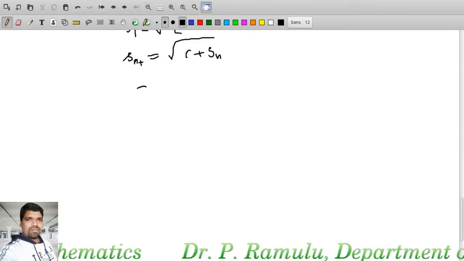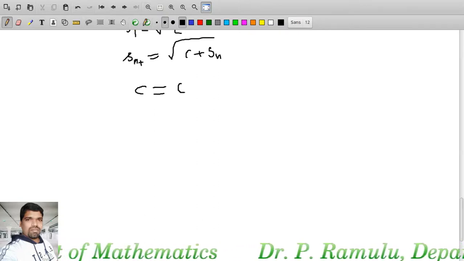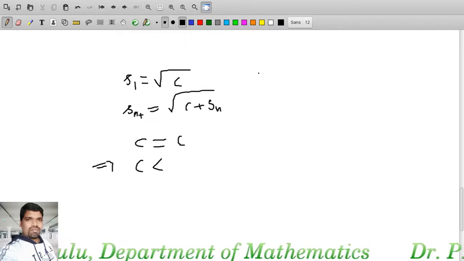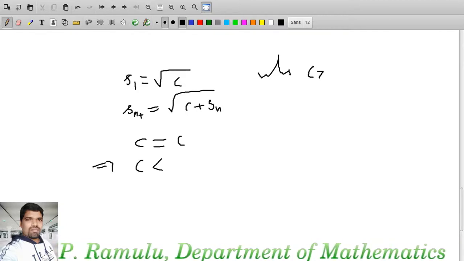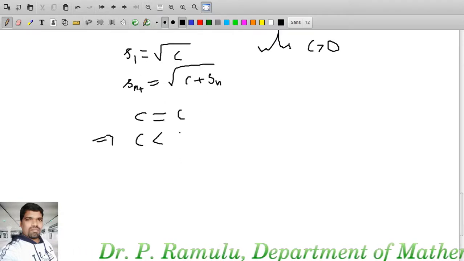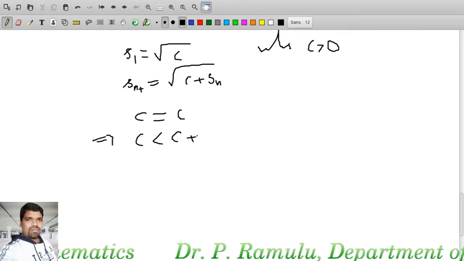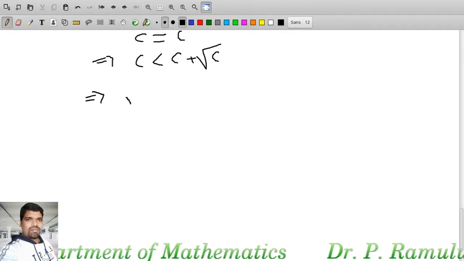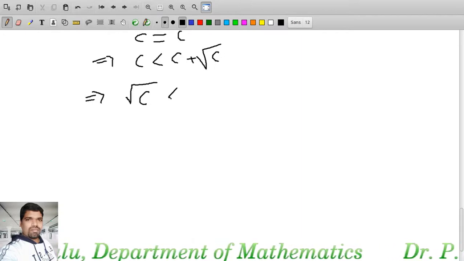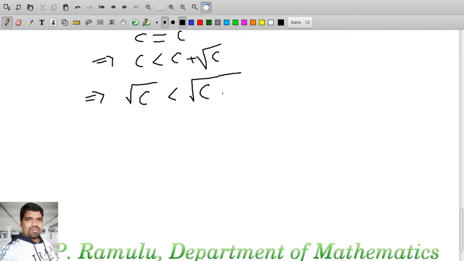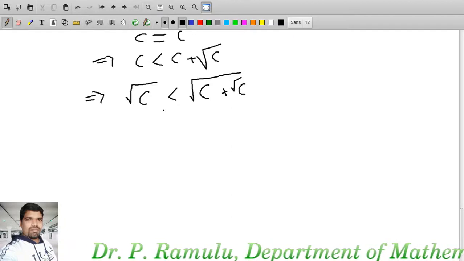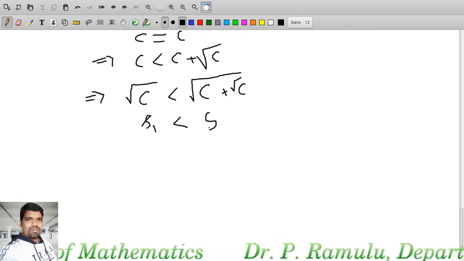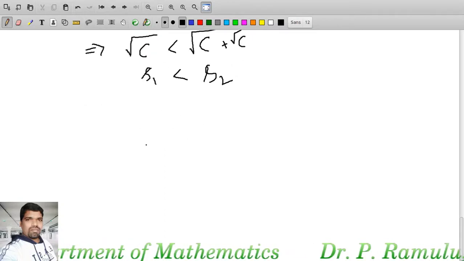Okay, S1. We know that I'm taking C equal to C, and here I am adding root C on the right side. Then what happens? C is positive. If it is negative, it cannot be defined like that, so I am taking C as positive. For that, I am writing C plus root C. Square root both sides: root C is less than root of C plus root C. This is nothing but S1, and this is nothing but S2. So S1 is less than S2.